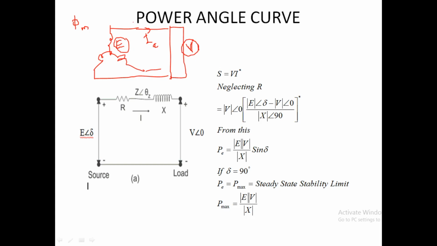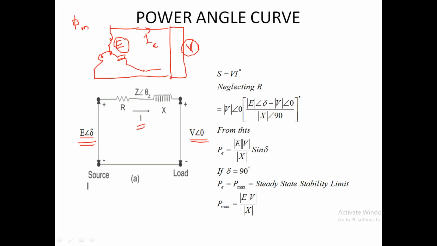We can represent it as a per phase circuit such that E is the source and V is the output at the load. Here E is represented here and V is represented here. What is the angle between these two? You studied this in the case of synchronous machines. The angle between E and V is delta. Usually V is taken as the reference, that is, V angle 0, and the angle of E from that vector is taken as delta. So E angle delta and V angle 0.